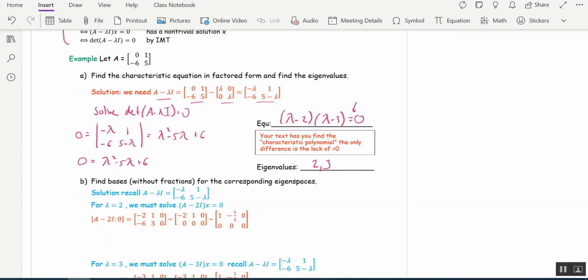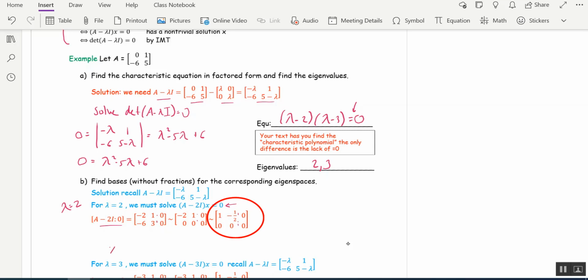So I'm going to start with lambda equal 2. The stuff in blue is just mental stuff that you don't have to write down. I'm copying down A minus lambda I, and I'm explaining we have to solve A minus 2I x equals 0. And the way we'll do that is by reducing A minus 2I augmented with 0. So I would want to see the stuff in red. And I went ahead and reduced to reduced echelon form.